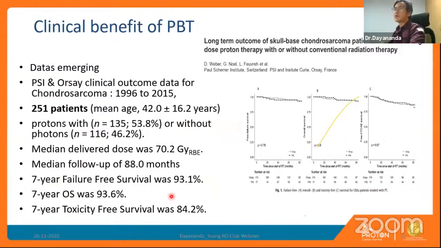And you can see there the 7-year overall survival was around 93.6%, and the 7-year toxicity-free survival was 84.2%. So very encouraging data from proton radiation therapy.